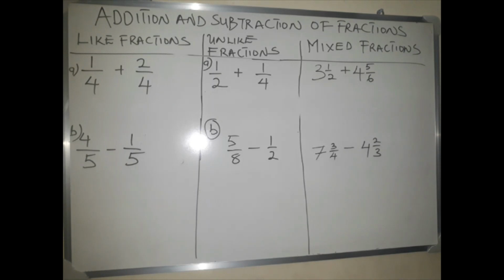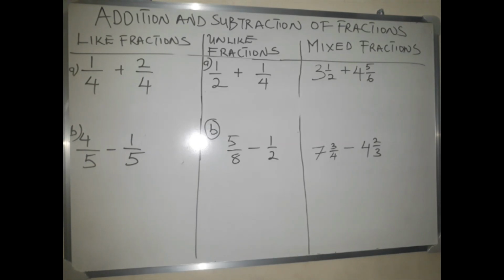Now, we're starting with like fractions, the addition and the subtraction of like fractions. And we all know what a like fraction is. A like fraction is a fraction or group of fractions that have the same denominator. Now, in our best example here, we have 1 over 4 plus 2 over 4. They both have 4 as their denominators. Now, how do we go about adding such a fraction?